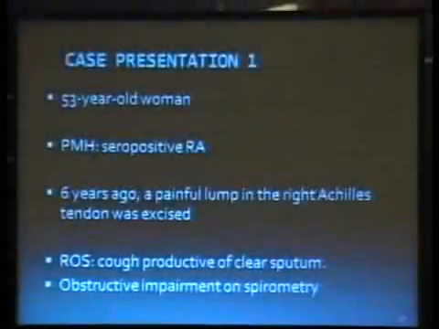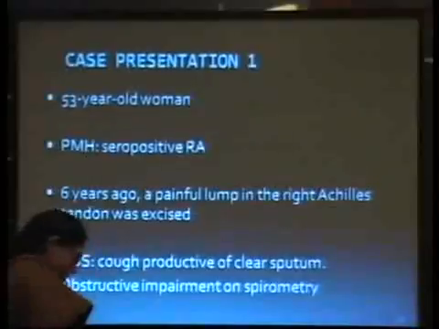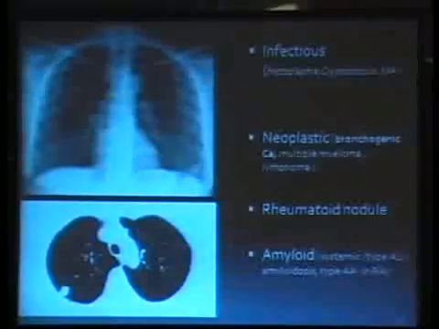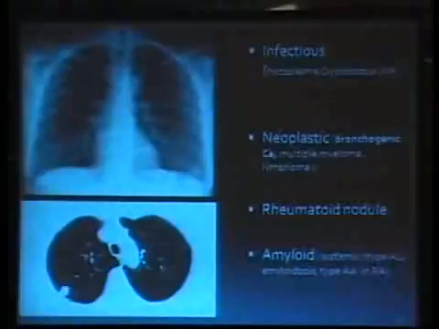I'd like to present some illustrative cases that make some of the points and add a little bit about prognosis. This is a 53-year-old woman who was seropositive for rheumatoid arthritis, who had a painful lump excised from her Achilles tendon 6 years ago. She also complained of cough, which was productive of clear sputum, and had a spirometry that showed an obstructive impairment. This is her chest x-ray, and you can see the arrow points to a rheumatoid nodule located in the right upper lobe. This is the associated CT scan that also shows you a peripheral nodule present in the right lung.